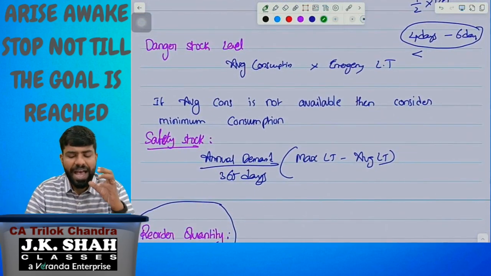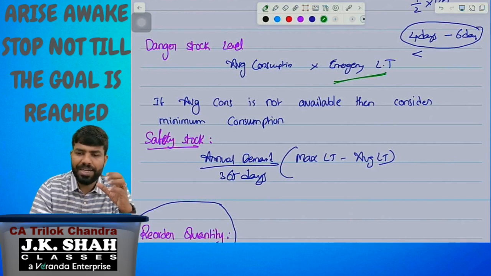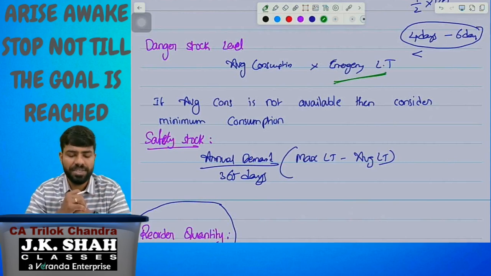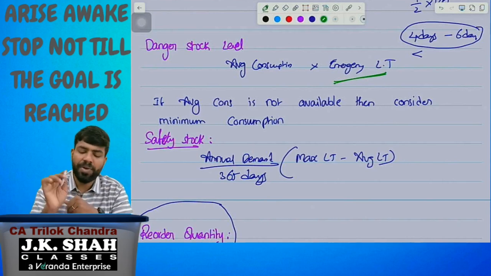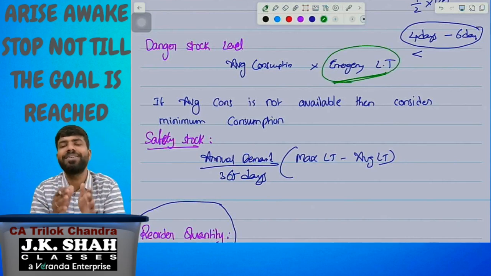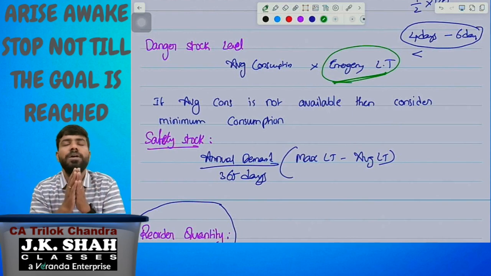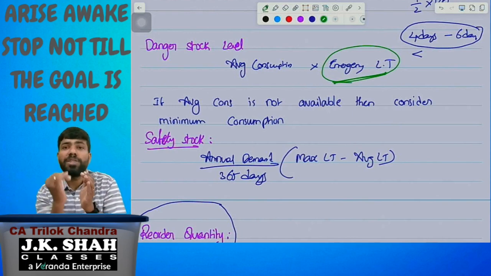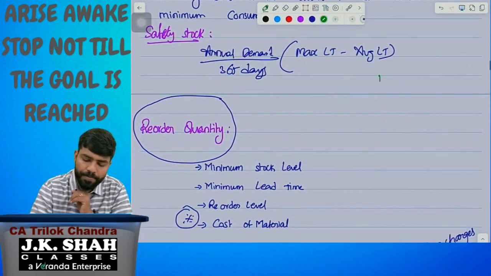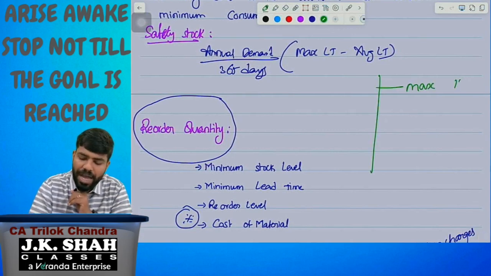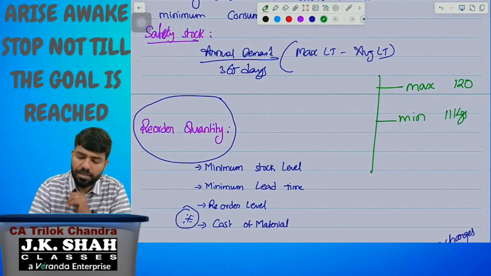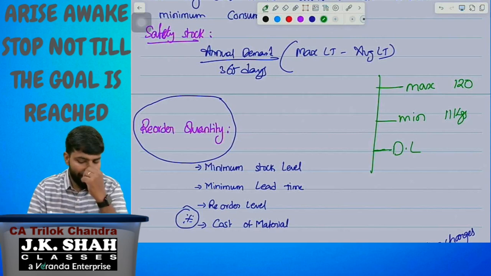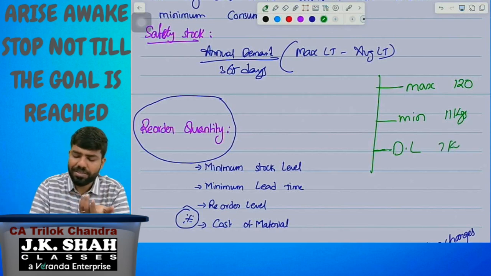Danger level: average consumption into emergency lead time. That is the danger stock level. There is not much logic, but one more thing. What does emergency lead time mean? Please understand, the danger stock level is below the minimum stock level. This is the maximum, as we discussed, 120. This is the minimum, as we discussed, 11 kgs. And the danger level will be here, somewhere around, let me take an example, 7 kgs.